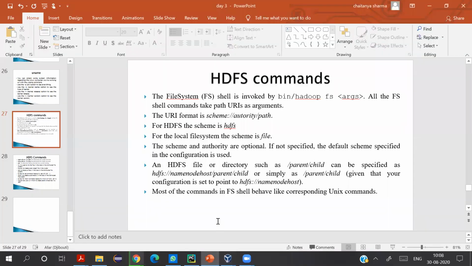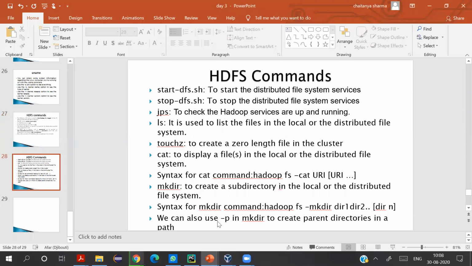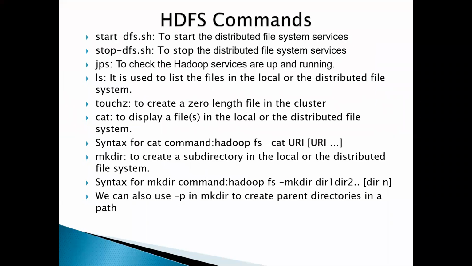Let's see what else we need to go through. Cat, yeah, we have done. You can see the syntax for cat. URI is the path, so you can give multiple paths in the cat command, which can refer to both the local file system as well as the distributed file system.